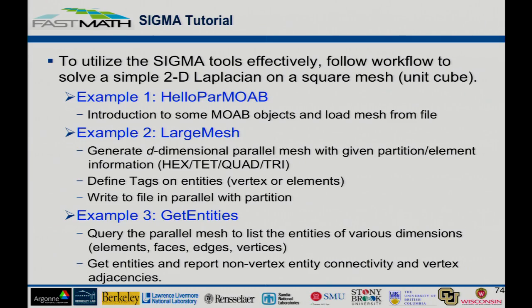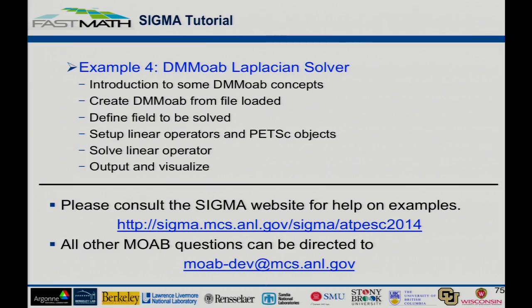And then we'll come to the large mesh example, which starts with a cube domain. You could specify the dimensions, and it'll generate a d-dimensional parallel mesh, both hex and tets. So basically, tensor product elements and simplices are supported in this particular example. You also have the option of defining tags, so we'll go through some of those details. And all of that is in parallel.